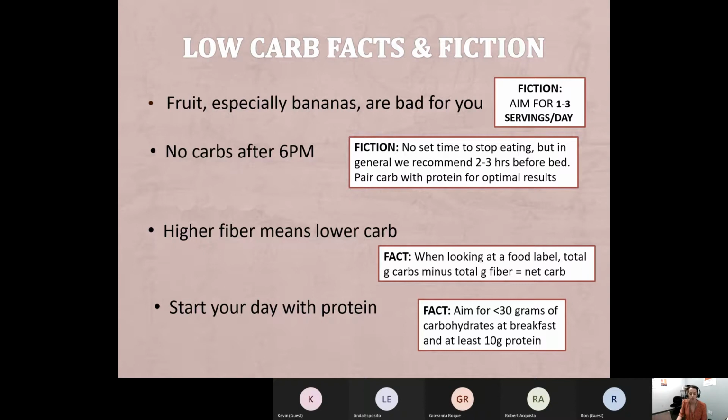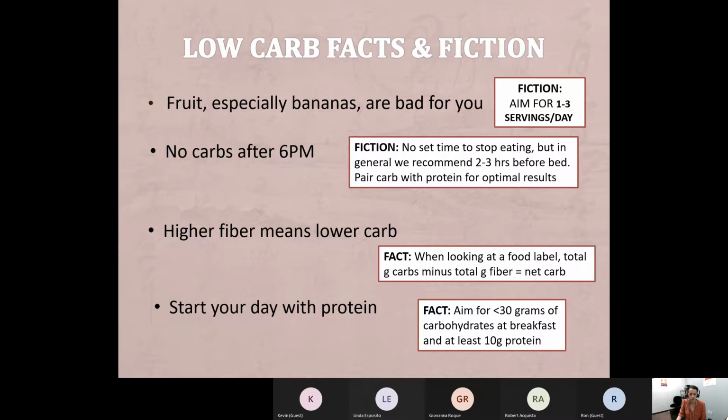And it is best if you can pair a carb with some protein to balance your blood sugar. An example would be a banana with peanut butter. Don't just have the banana by itself. It might spike up your sugar, but if you can pair it, that's good. Higher fiber means lower carb.